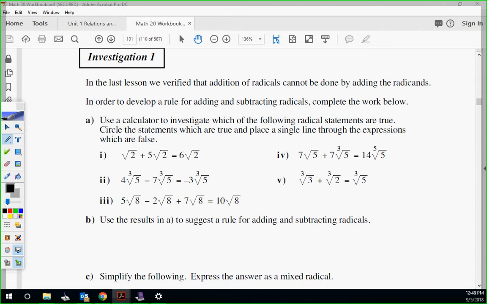So go ahead and just try all of those. I'll pause the video. Just go ahead and try all of them. 7 root 5 plus 7 cubed root 5 equals 14 fifth root 5. I want you to look at all those and just see which ones are true or not. We'll come back.